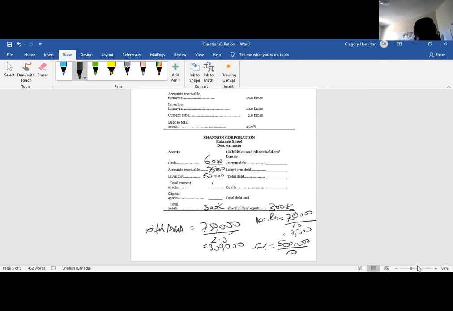All right, so since we know these three, we also know total current assets. So we have total current assets of 6,000 plus 75 plus 50, which is 131,000. And based on that, we know that the difference here from 300 minus 131 will give us capital assets, and that would be 169,000.